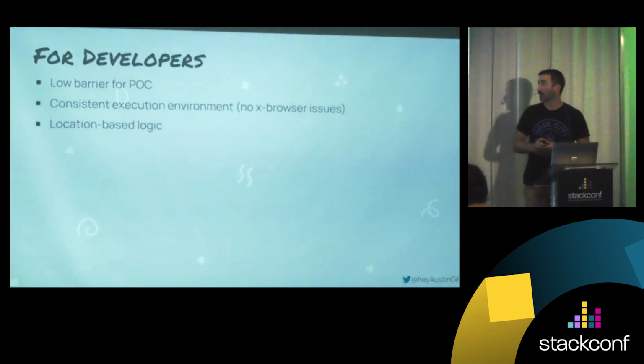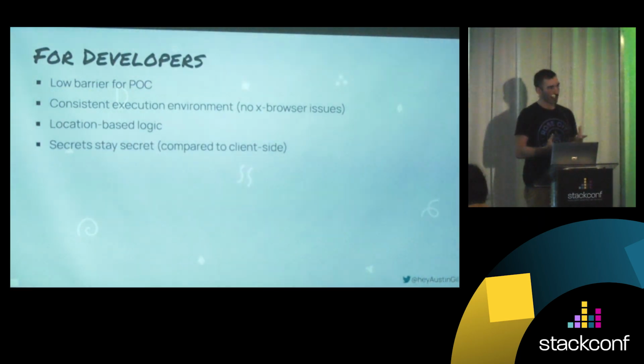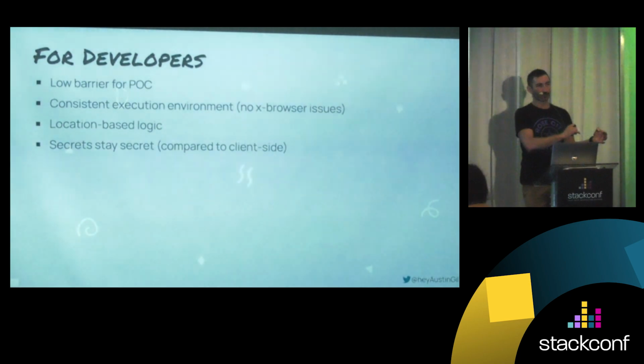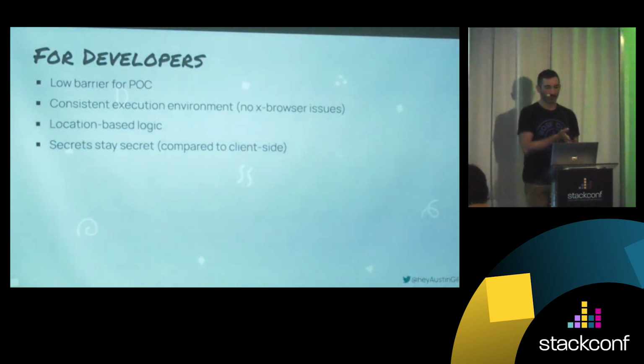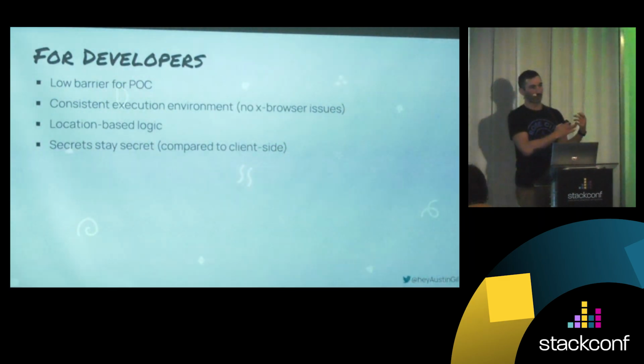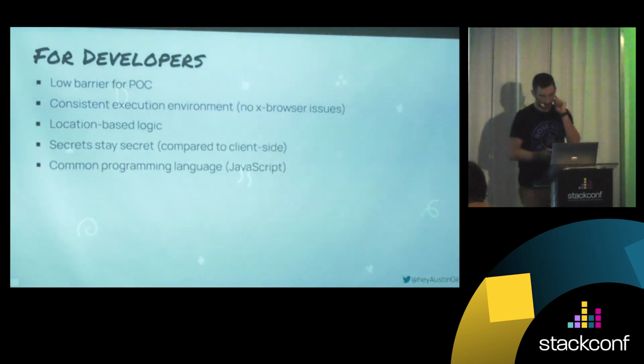We talked about the location-based logic that you can introduce, which can be useful for a number of different things. And because we are running on the server side, we have access to creating applications that have secrets, so secret keys, API tokens, things like that, that cannot be viewed from the user's device with view source, unless they hack it, in which case you probably have a bigger problem.